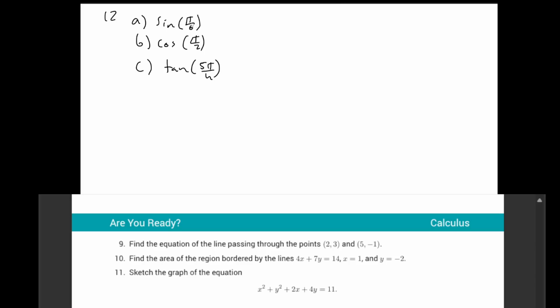So sine of pi over 6, right? You should hopefully know this. This is like the y coordinate of the unit circle. This should really make sense.